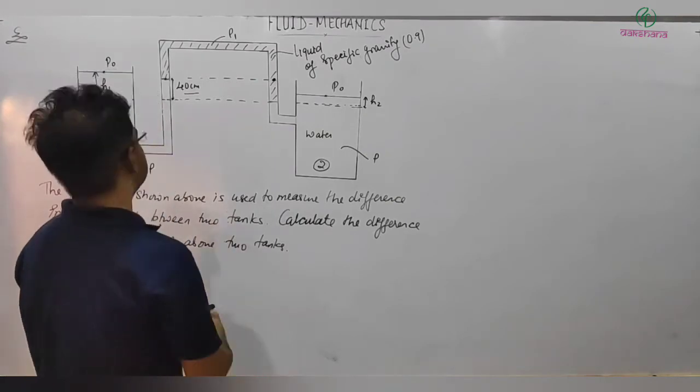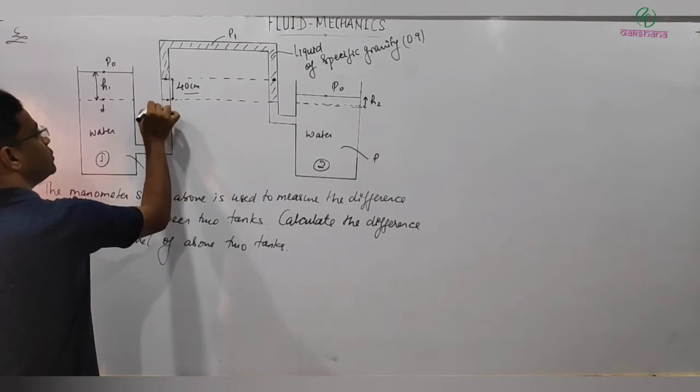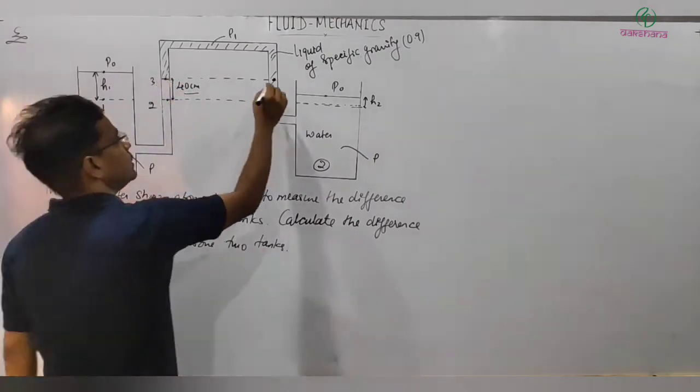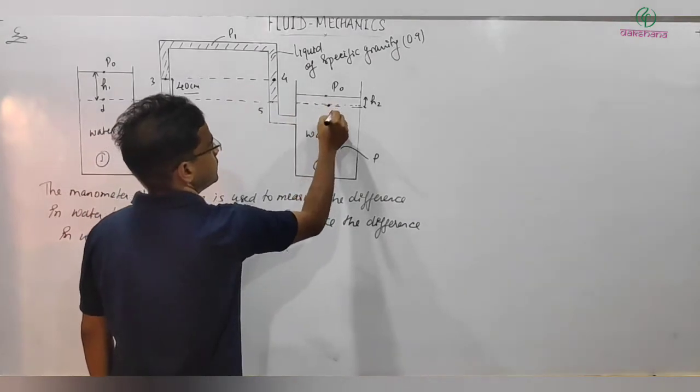Clear? And so let me write first point 1, this is point 2, here 3, this is 4, 5 and 6.